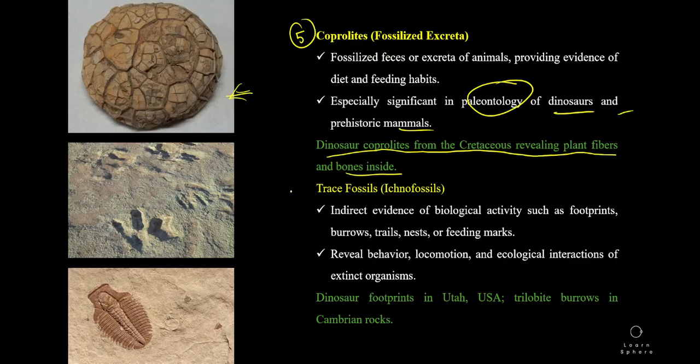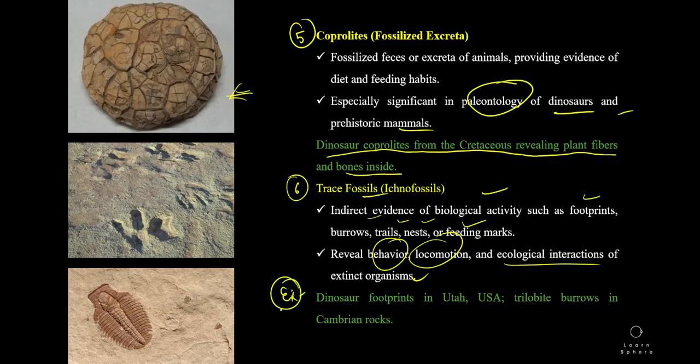Next are the trace fossils. Trace fossils are basically indirect evidences of biological activities such as footprints, burrows, trails, nests, and feeding marks. These types of fossils reveal the behavior, locomotion, and ecological interactions of the extinct organisms. Clear?